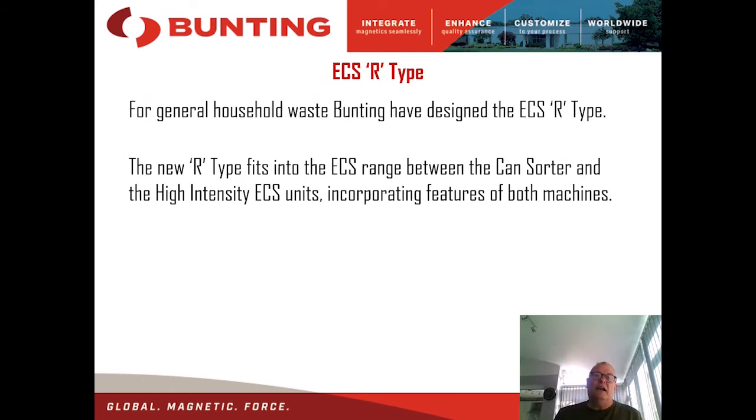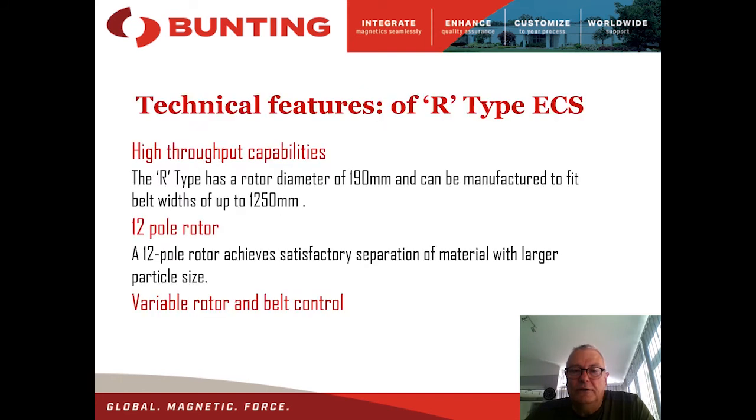For general household waste, Bunting have designed the Eddy Current Separator R-type, which fits in the range between the can sorter and the high intensity ECS range, and it contains the key elements of both designs. It has higher throughput capacity than the can sorter. We can go up to belt widths in the region of 1.25 meters. It has a 12-pole rotor, so consequently you have more magnetic hits than a 6-pole, which will allow it to separate out smaller particle size.